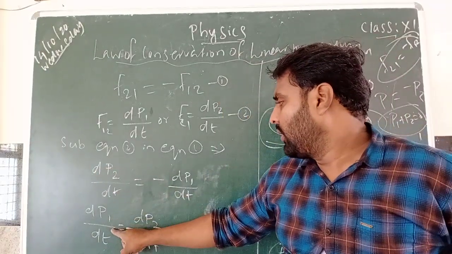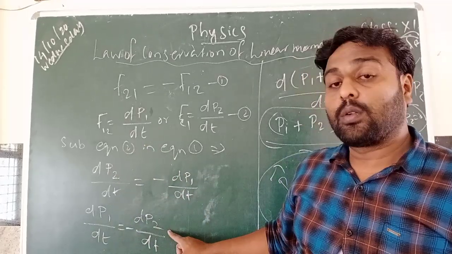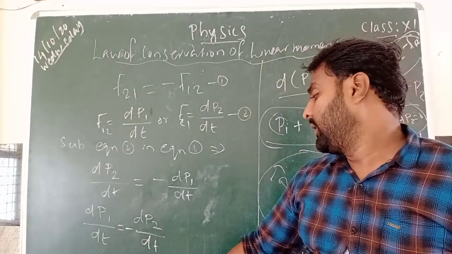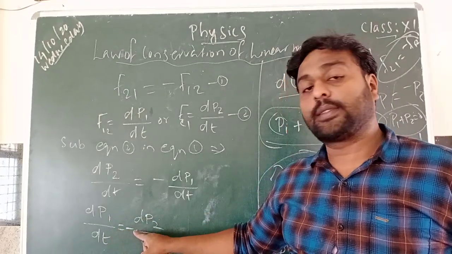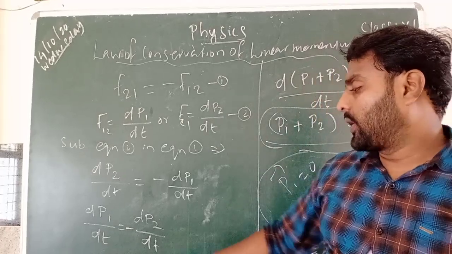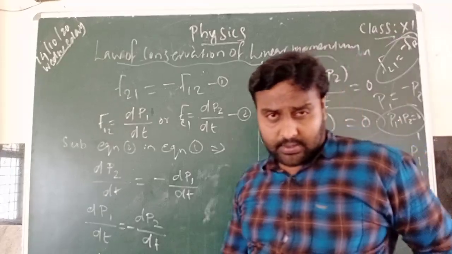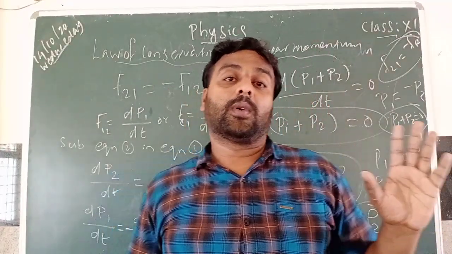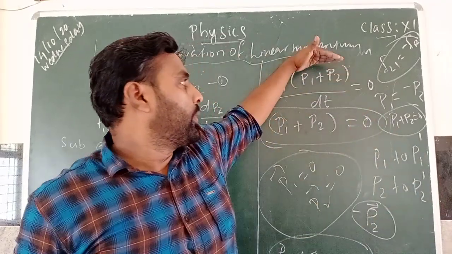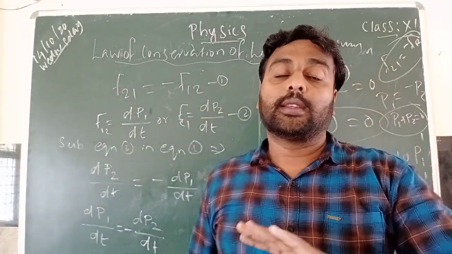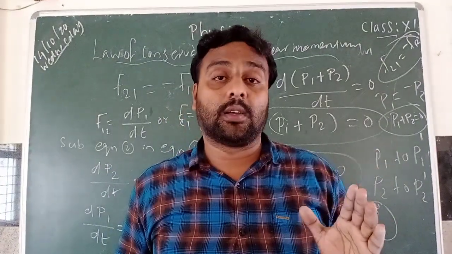So dP1, you can rearrange and write. So dP1 by dt equal to minus dP2 by dt. So take this to the other side. So dP1 by dt plus dP2 by dt. Now you can take d by dt common. So d by dt of P1 plus P2 is equal to 0. This is the law of conservation of total linear momentum. P1 plus P2 is equal to 0. Total linear momentum is conserved.